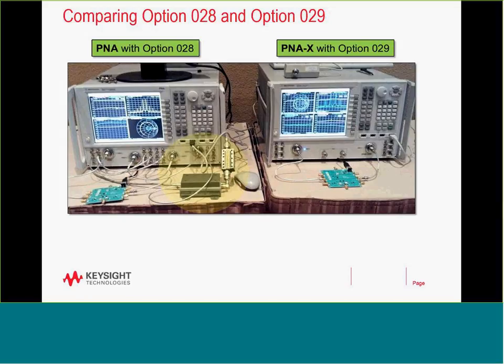Here's an example of both the PNA with option 28 and the PNA-X with option 29. You can see that the option 29 setup is much cleaner. There's no external devices required, but on the left side, the option 28 requires preamplification and some filtering. So in both cases, you could still make the same accuracy of measurements, but it can be a little bit more complicated.